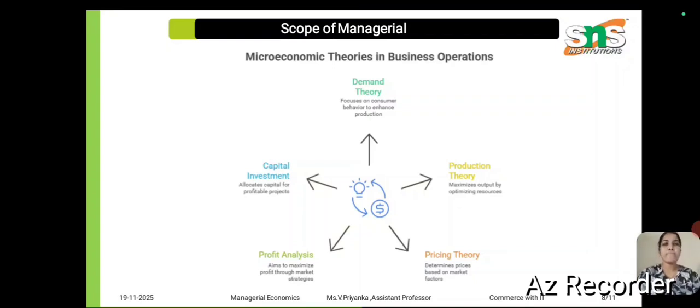The scope includes demand theory, production theory, pricing theory, profit analysis, and capital investment. Demand theory focuses on consumer behavior to enhance production. Production theory aims to maximize the output by optimizing resources. Pricing theory determines price based on market factors. Profit analysis aims to maximize profit through market strategies. The last one is capital investment, which allocates capital for profitable projects. In every business, the business people must know these theories. So these are the scope of managerial economics.